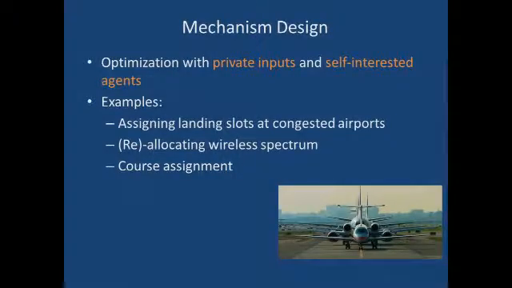So to start off, one way we can think about mechanism design is that we're doing optimization, but the inputs to our optimization problem are private. And in particular, they're possessed by self-interested agents. So some practical examples of mechanism design. We can look at the FAA's problem of trying to allocate landing slots at congested airports. So here, the self-interested agents are the airlines, and the private information are the airline's values for different landing slots or combinations of landing slots.